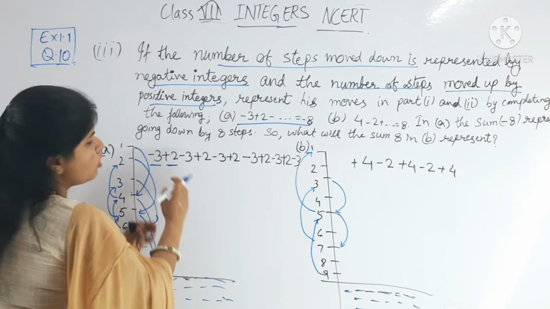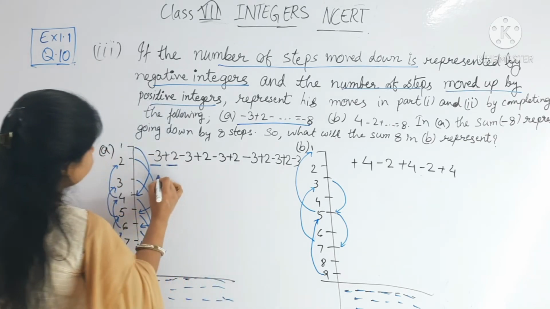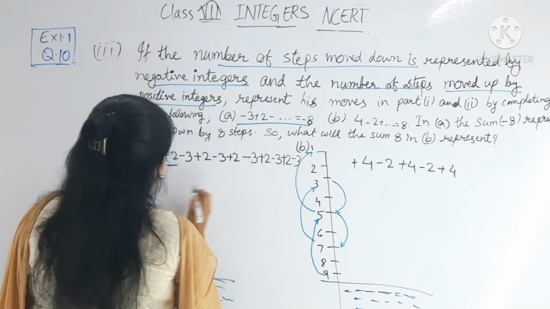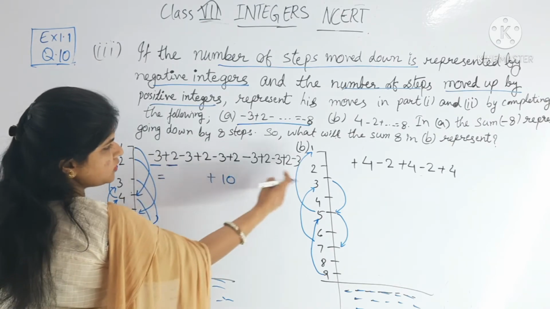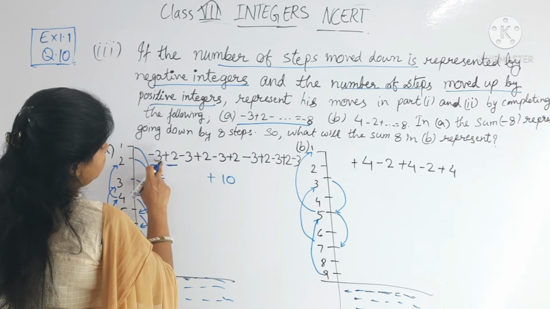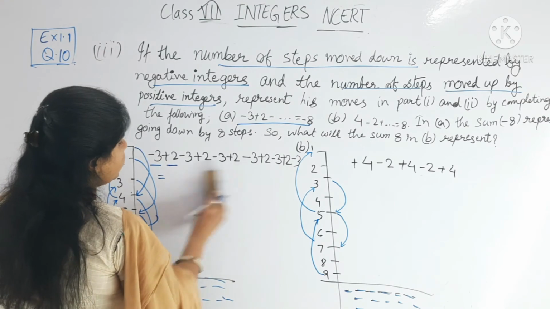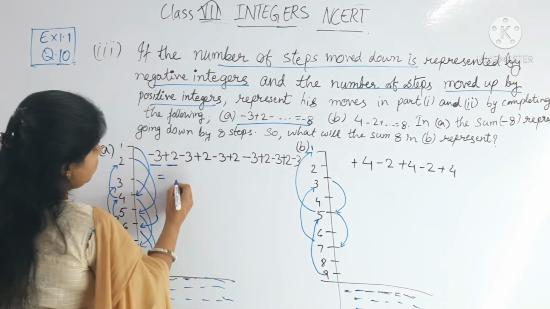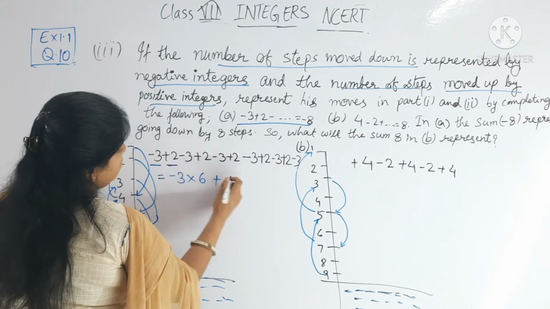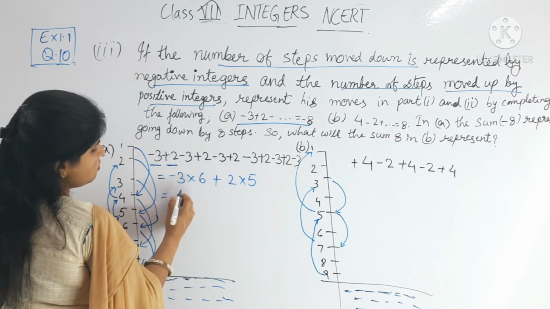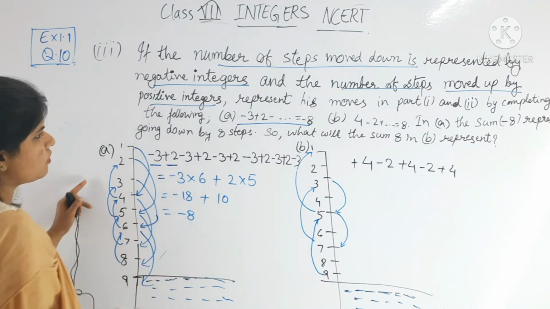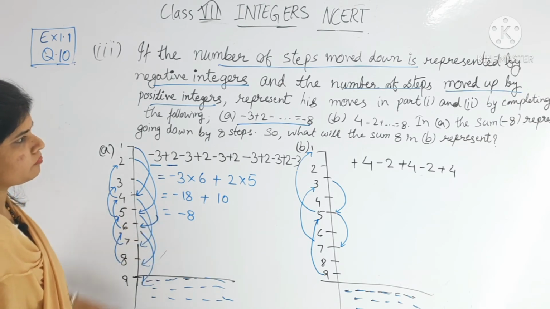Like this, we have to continue -3 + 2. So when we solve 2 + 2 + 2, 1, 2, 3, 4, 5, means this is 10. That positive integer I am counting, 2 + 2 + 2 + 2 + 2, this is 5 times. So 2 into 5 is 10, and -3, how many times? I am using repeated addition here. -3 × 1, 2, 3, 4, 5, 6, plus 2 × 5. So 6 × 3 = 18 and 5 × 2 = 10. So what am I getting? -8.